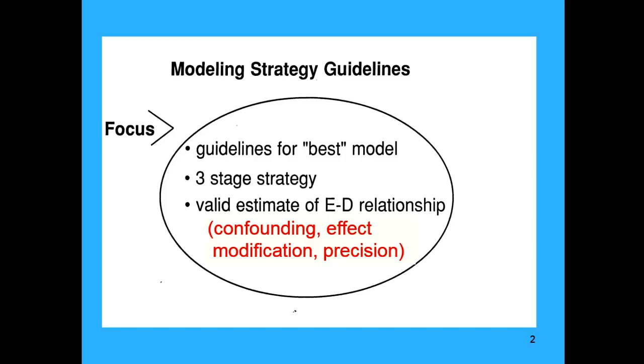So, in fact, the guidelines basically say if you're going to go about the process, there are 3 primary stages that you have to go through. It's a 3-stage strategy. And I'll talk about the stages in a moment. But the goal is to try to get a valid estimate of the exposure-disease relationship.